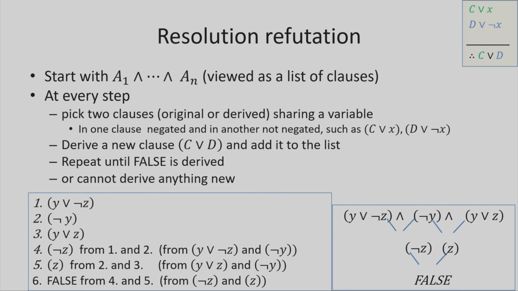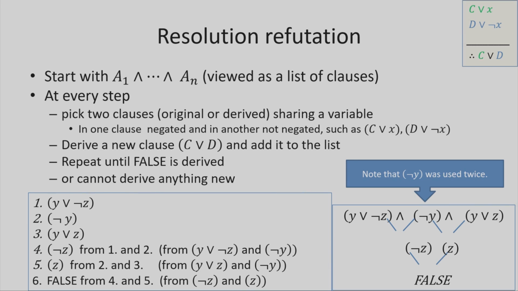So here is a less pictorial way to write down what you were doing. You started with 3 clauses, y or not z, not y, and y or z. The first thing you did is you derived not z, that's your clause number 4 in your growing list, from clause 1 and clause 2. Second thing, you derive a clause containing just z from 2 and 3. And finally, you derive false from 4 and 5.